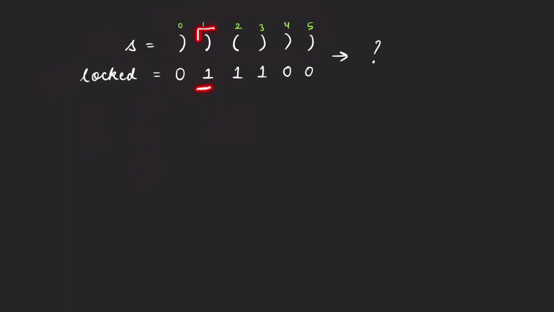Then we have 1, so this has to be closing. Here also this has to be opening. This has to be closing. So these will always remain as is. Then here this can be anything. This can be anything. So now this is our string.